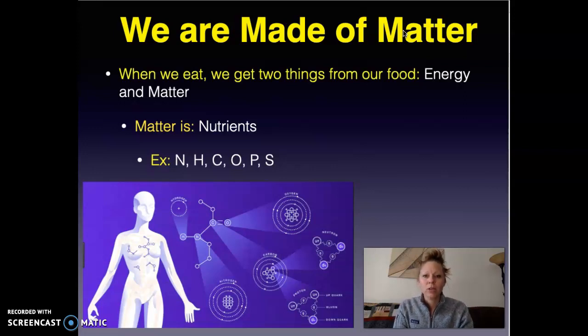So remember that we get two things when we eat food. We get energy and matter. And we've talked about energy. Let's talk about matter. The main nutrients or matter that living things are made up of are, remember New Hampshire COPs: nitrogen, hydrogen, carbon, oxygen, phosphorus, sulfur. And so when we eat things, we are getting these elements and we're putting them inside of us.